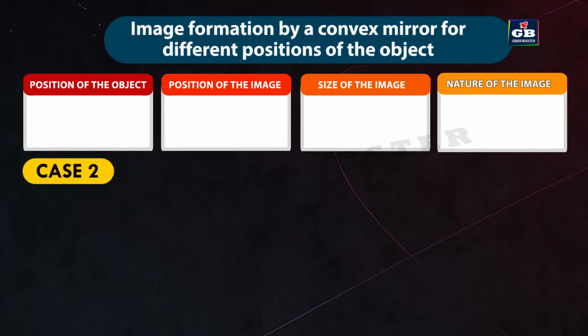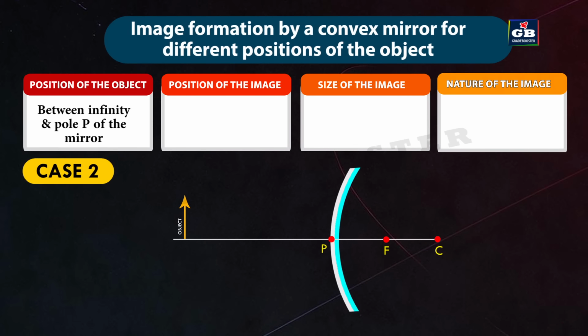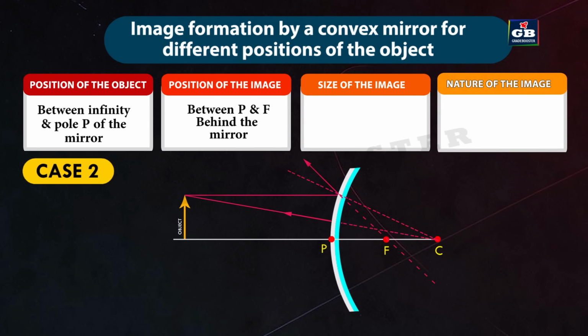Case 2. If the position of the object is between infinity and the pole of the mirror, the position of the image will be between P and F behind the mirror. The size of the image is diminished. The nature of the image is virtual and erect.